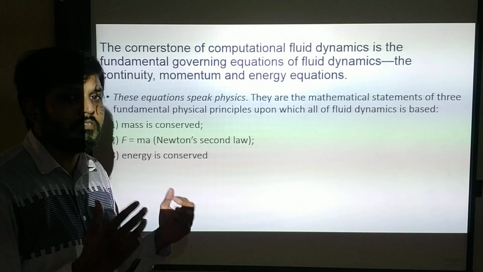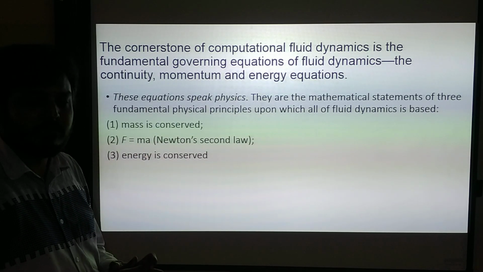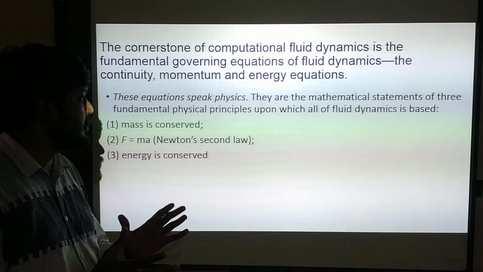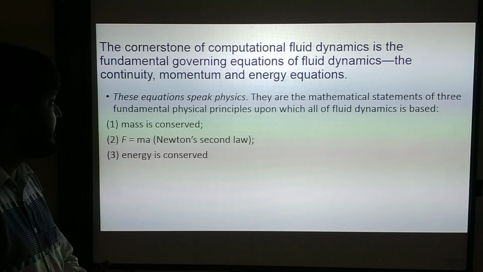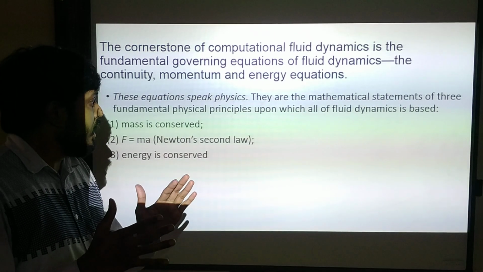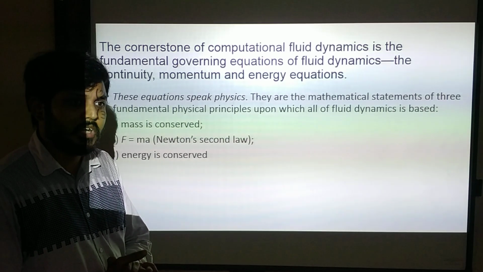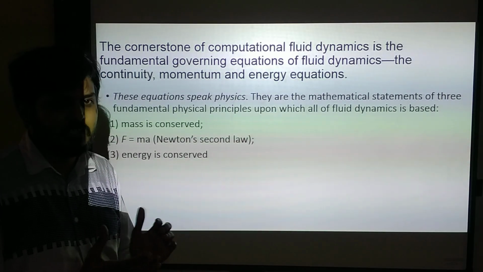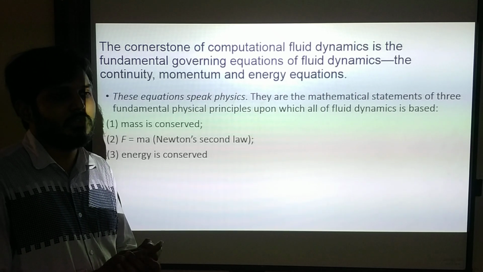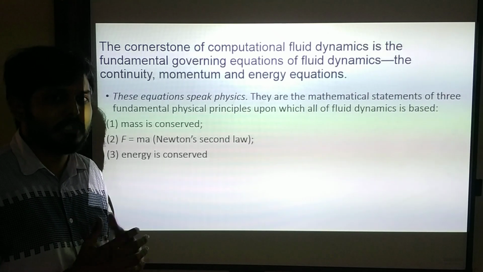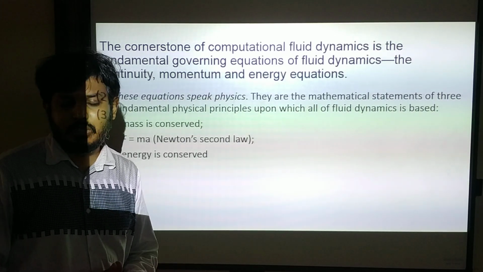Whatever the physics behind any flow is told by the mass conservation, momentum conservation, and energy conservation equations. They are the mathematical statements of the three fundamental physical principles upon which all the physics of fluid dynamics is based. What is conservation? You have already studied this, a very basic idea. Energy can neither be created nor destroyed, it is only transferred from one form to another. That is conservation, which you studied in lower classes.